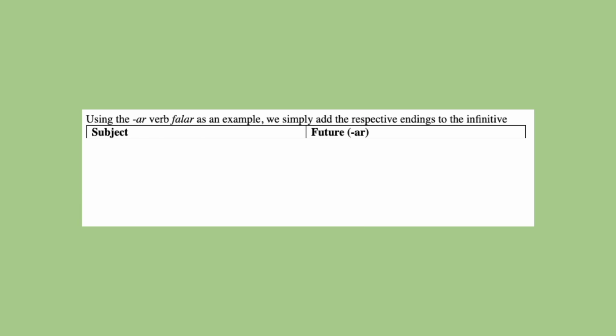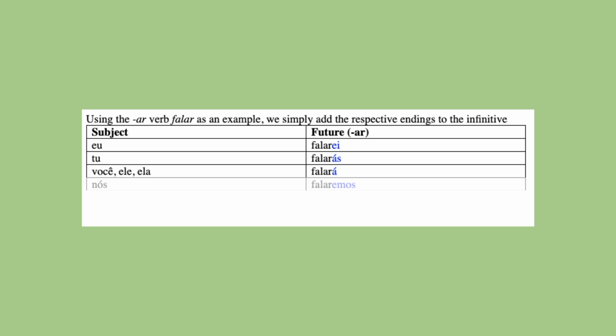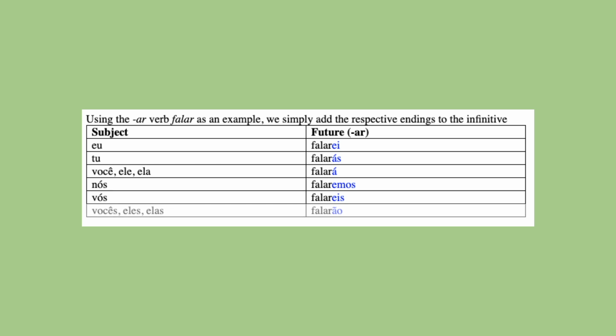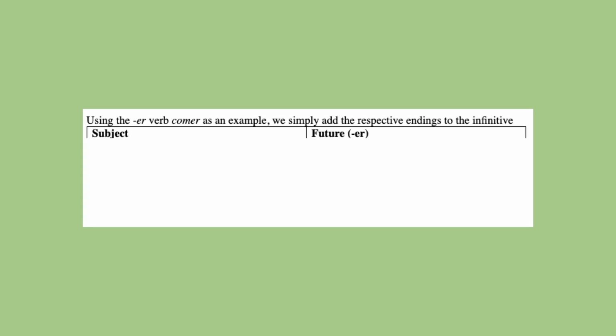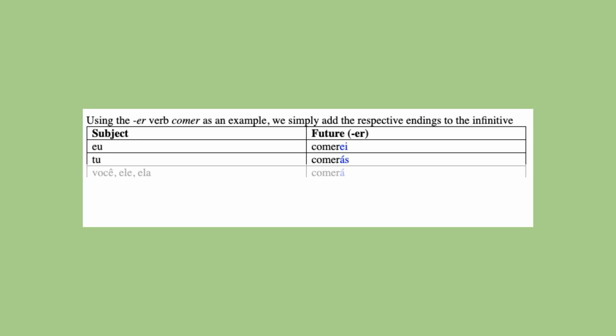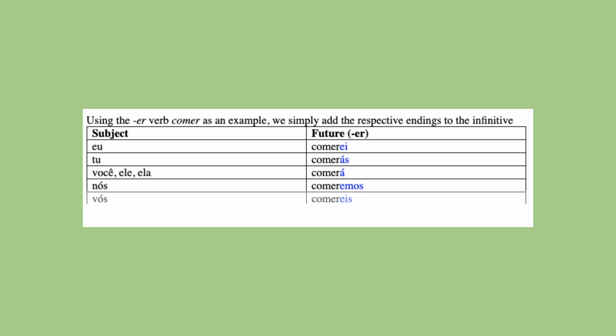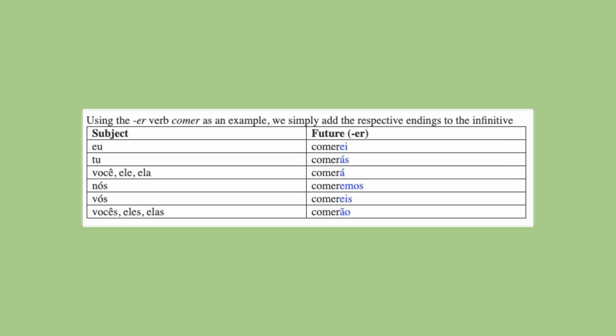For falar, we keep the verb in its infinitive form and then add the future endings afterwards. Falarei, falarás, falará, falaremos, falareis, falarão. For comer, we also simply add the respective future endings to the end of the infinitive. Comerei, comerás, comerá, comeremos, comereis, comerão.